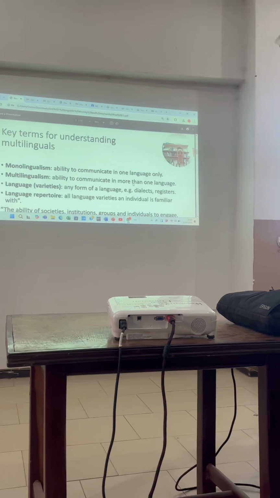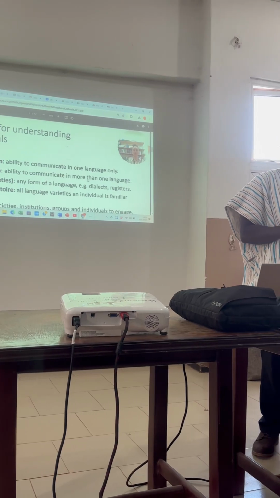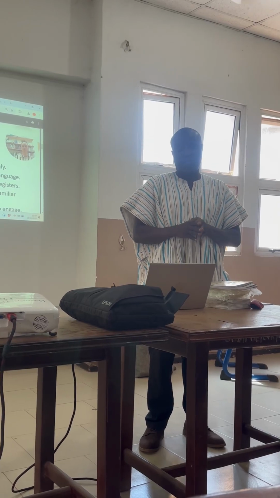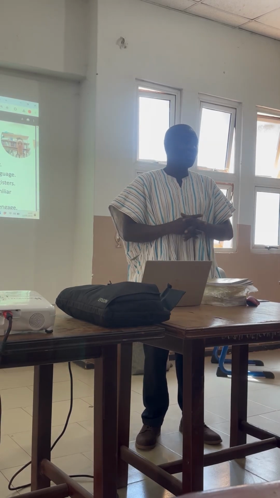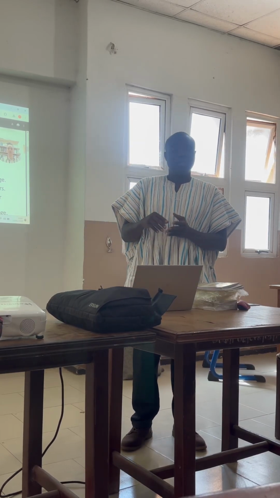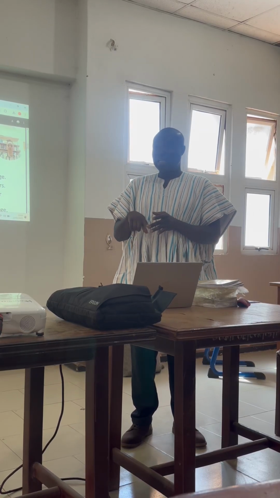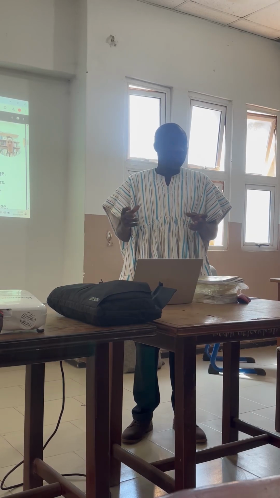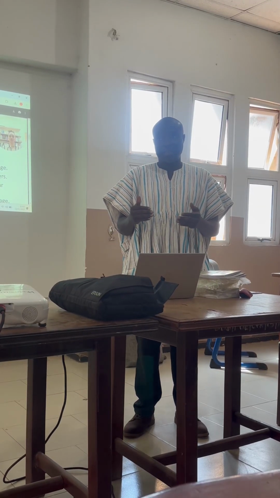Then when we talk about language varieties, what do we mean by language varieties? Now, language varieties are the different kinds of language you speak. And then within a language, you can have different varieties which we refer to as dialects. For example, if you take English, we have American English, we have British English, and then we have standard Ghanaian English, standard Nigerian English. These are varieties of English. And of course, we know that British English has been the standard English.